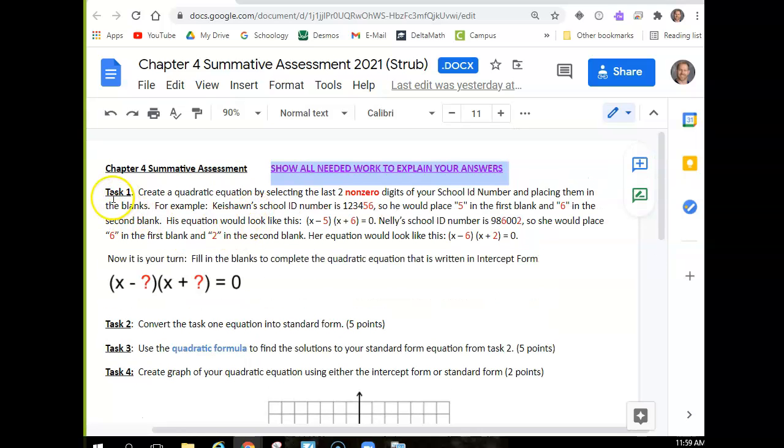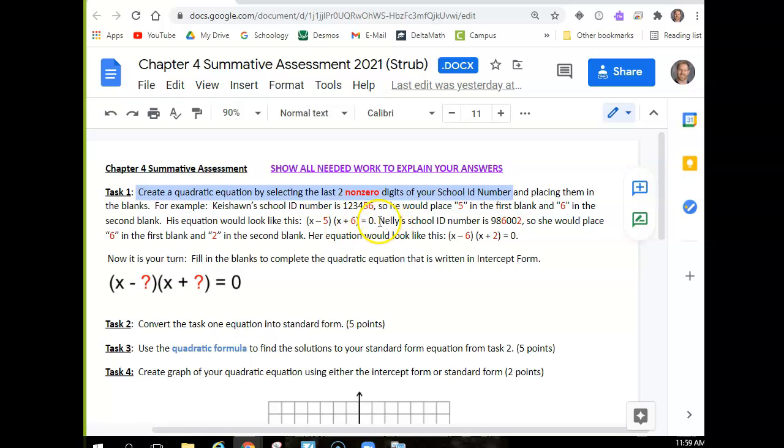Now, task 1 is important. You're going to create a quadratic equation by selecting the last 2 non-zero digits of your school ID number and place them in the blanks right here where the question marks are. So here's an example. Let's say that Kishan has a school ID number of 1, 2, 3, 4, 5, 6. So the last 2 non-zero numbers are 5 and 6. So he would put a 5 and a 6 in this spot. Notice it's x minus 5, x plus 6. You have to make sure that your sign values are accurate, otherwise it'll throw things off.